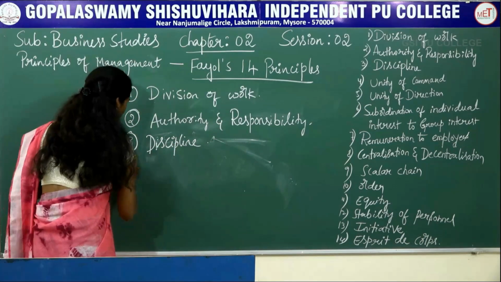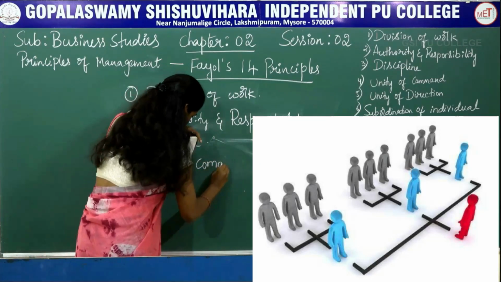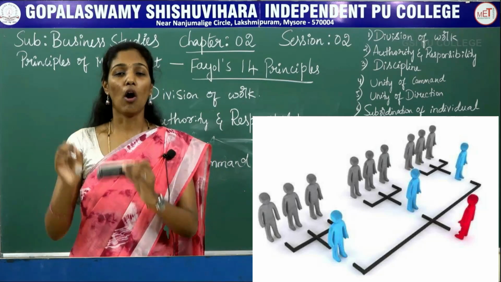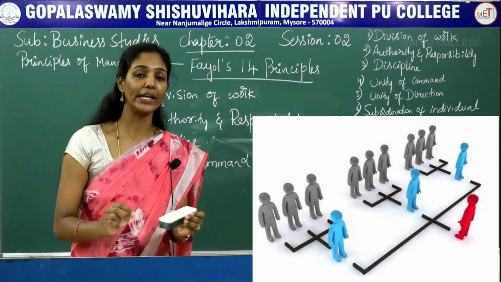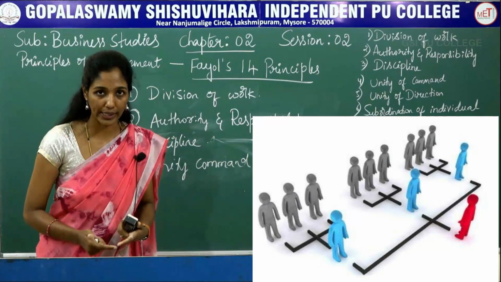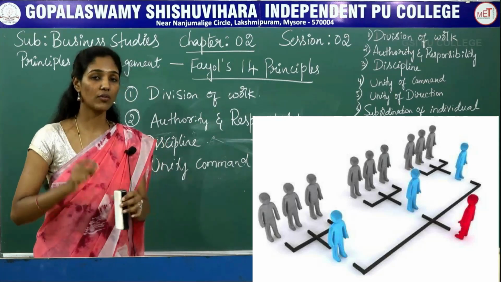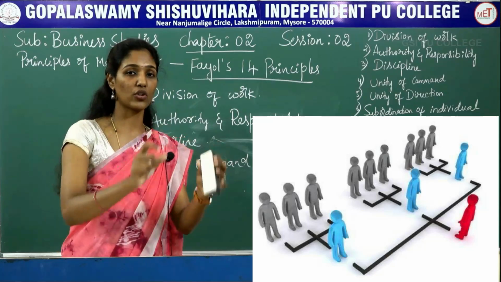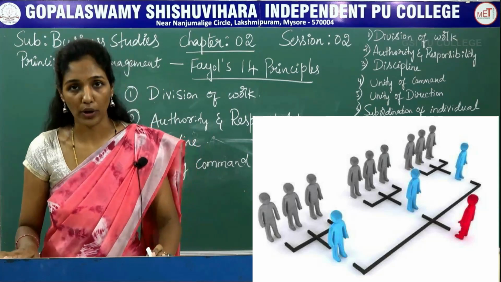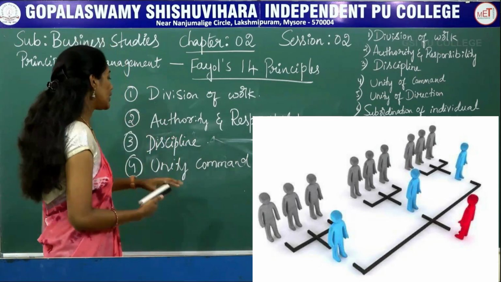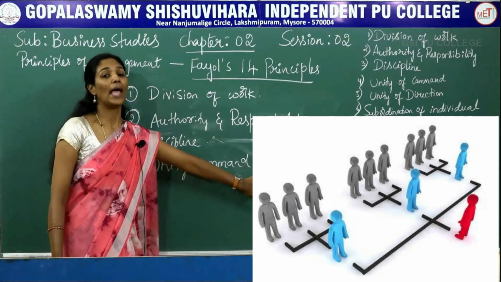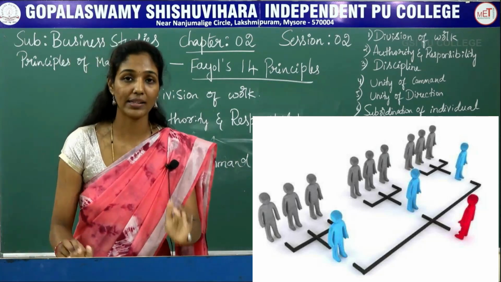The next is unity of command. According to this principle, every individual employee should receive orders and instructions only from one boss. Every individual employee should have only one boss. If he receives orders and instructions from two or more bosses, then he gets confused about whose instructions to follow, whose guidance to follow. It leads to conflicts among the employees also. So in order to avoid this, according to Fayol, every organization should adopt the principle called unity of command, which leads to effective utilization of resources, and we can save time also.